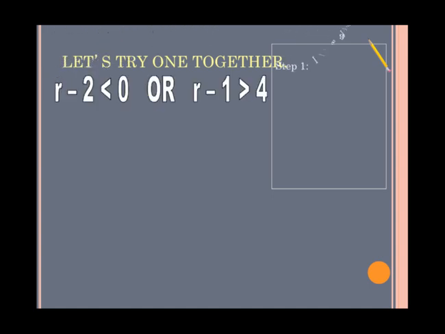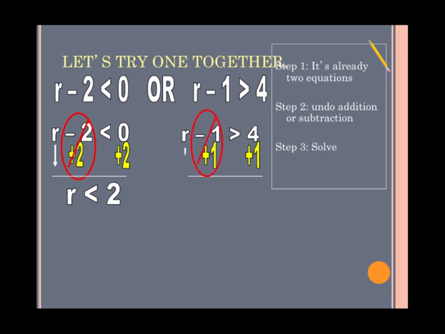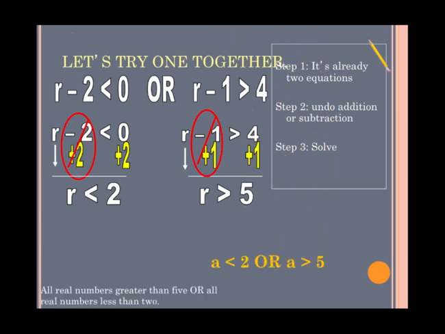All right, let's take a look at another one. Again, with an OR statement, you usually are already broken into two inequalities. So we can go right ahead and solve. With this one, on the left inequality, we're going to go ahead and add 2 to both sides. And we end up getting that r is less than 2. On the opposite side, we're going to add 1 to both sides. And we end up getting that r is greater than 5. So we have all real numbers greater than 5 or all real numbers less than 2.